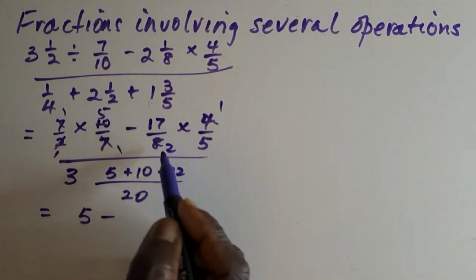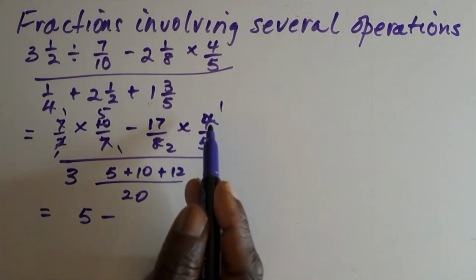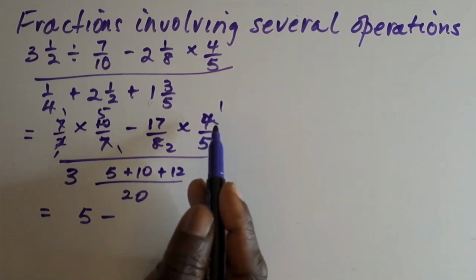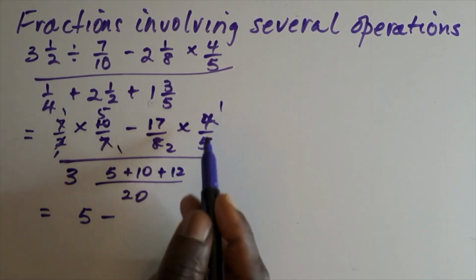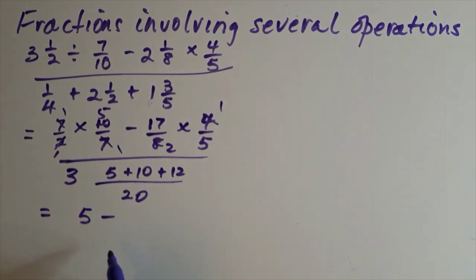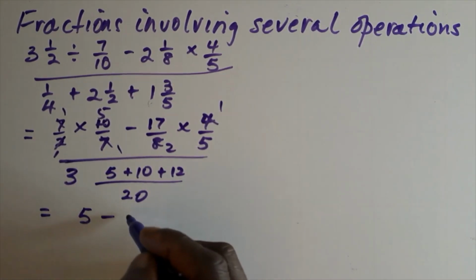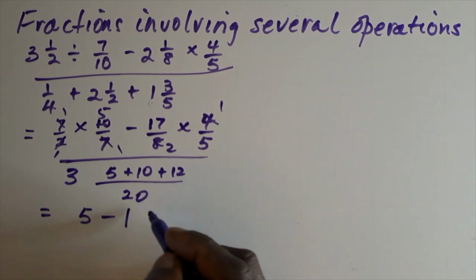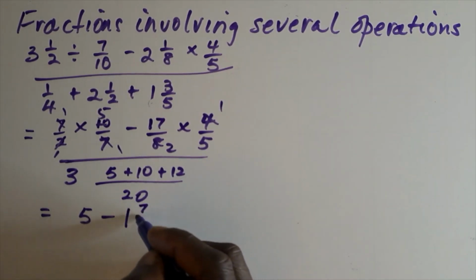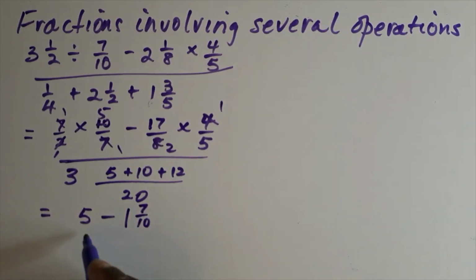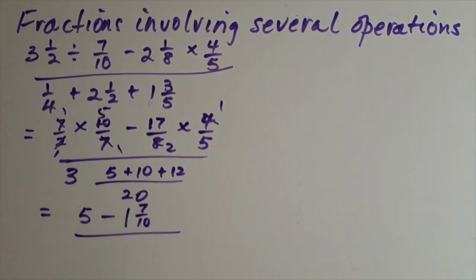5. Then we have 17/2 times 1/5, which is 17/10, which is the same as 1 and 7/10. That's just the numerator.